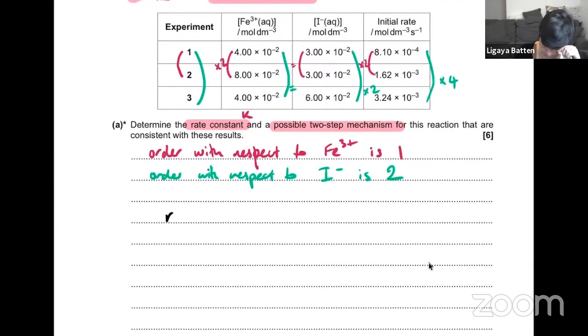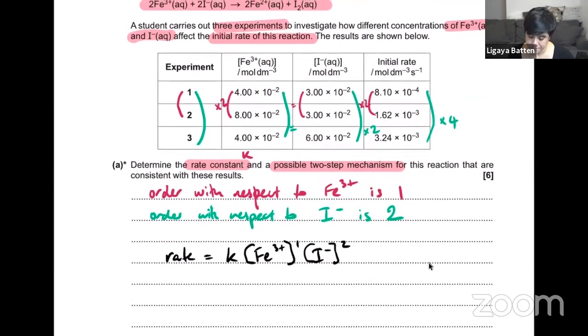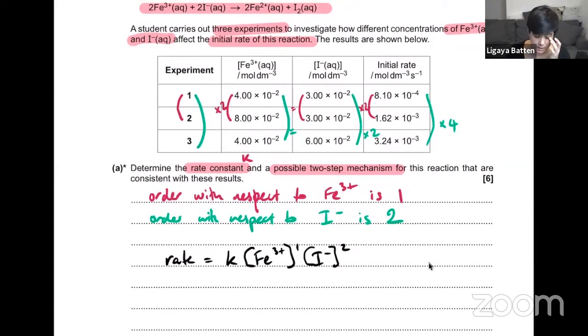That gives us the rate equals k [Fe3+] [I-] squared. We don't really need the 1 here. I just wrote it in to make it clear, but because something to the power 1 is the same as itself, we don't really need that there.